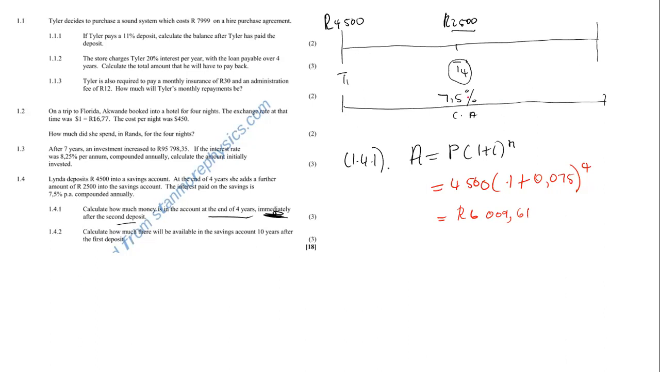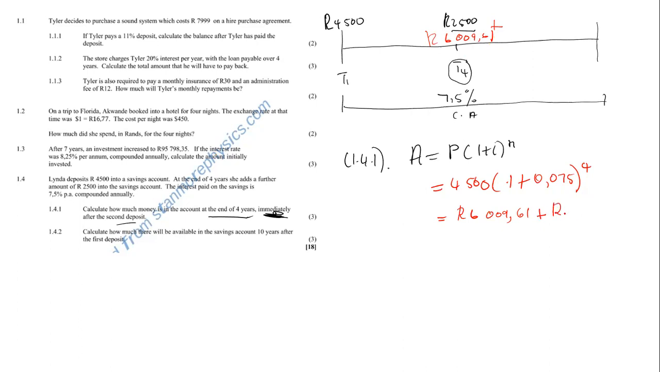6,961 cents. So that means 4,500 will turn into 6,009.61. This 4,500 will turn into this. But remember, at the end of 4 years, this is what you're going to get from 4,500. But remember, she added 2,500. So meaning we're just going to have to add it over here.